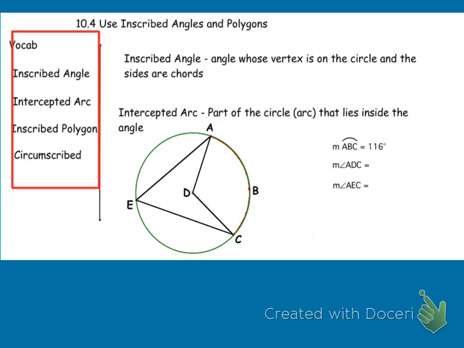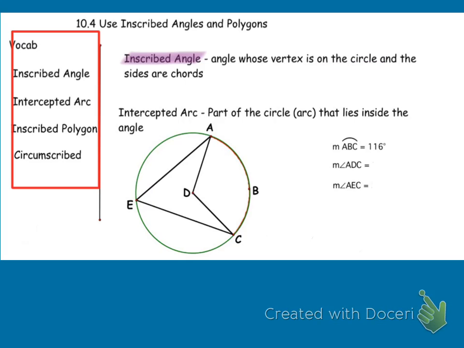The first thing we're going to talk about is our inscribed angle. An inscribed angle is an angle whose vertex is on the circle and the sides are chords. So if you look down here, the vertex E is right there. It's on the circle as stated in the definition, and the sides are chords. For those of you who are still struggling with the vocabulary, that is a line that goes from one side of the circle to the other side. Okay, so angle AEC is an inscribed angle.